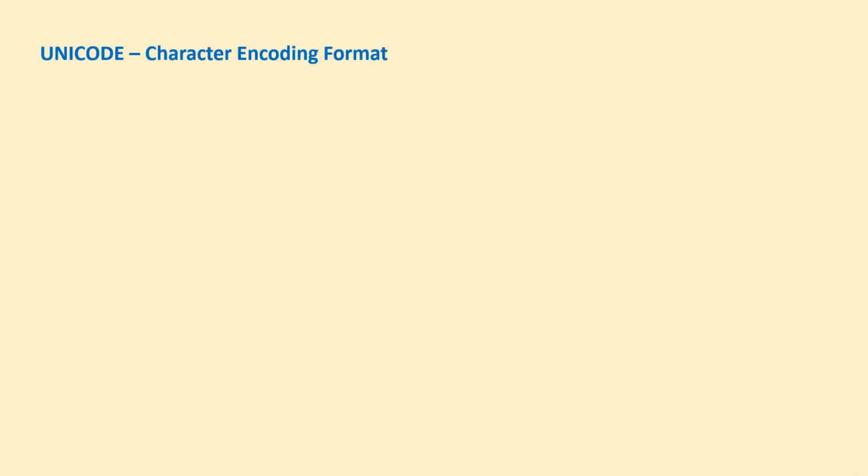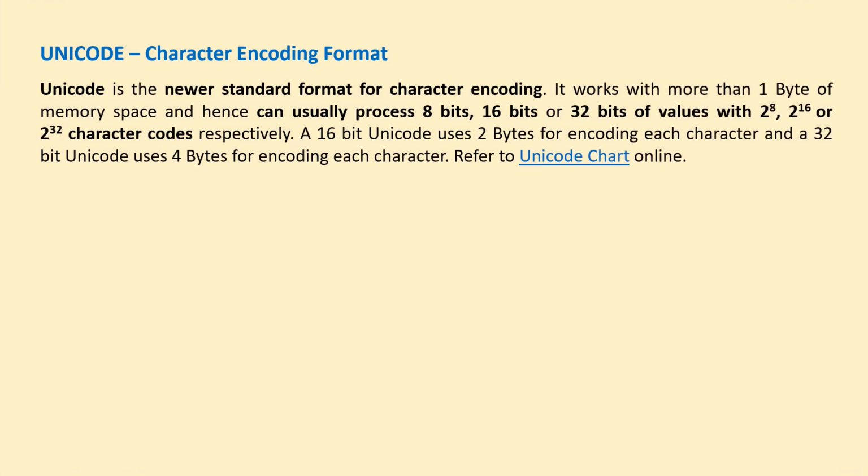The Unicode character encoding format. Unicode is the newer standard format for character encoding. It works with more than 1 byte of memory space, and hence, can usually process 8 bits, 16 bits, or 32 bits of values, with 2 raised to 8, 2 raised to 16, or 2 raised to 32, character codes respectively. A 16-bit Unicode uses 2 bytes for encoding each character, and a 32-bit Unicode uses 4 bytes for encoding each character. Refer to the Unicode chart online.